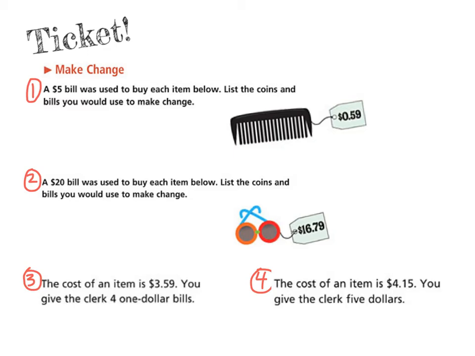All right, kids, on your ticket today, you're going to practice making change. So you'll see that on this first one, a $5 bill was used to buy this comb worth 59 cents. Then a $20 bill was used to buy the sunglasses for $16.79. Now, keep in mind that you need to subtract to find how much change is needed, and then tell me the coins and bills you would use for each of these situations.